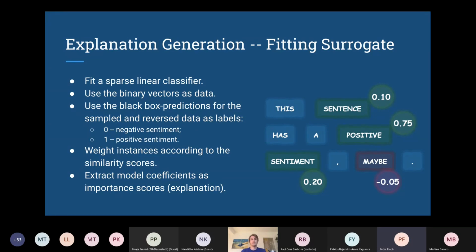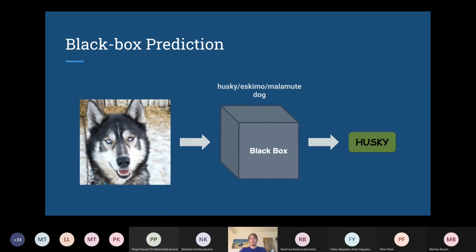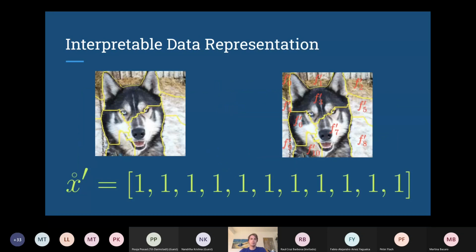Right, no more questions. So Kasper, carry on. Sure, thanks so much. Right, so this pretty much sums up explaining text, which was pretty straightforward, nothing tricky. Let's move on to image data. So here the setting is very similar. We have an image, a black box that decides between husky, Eskimo, and Malamute dog, and then spits out the prediction. And we want to explain it.